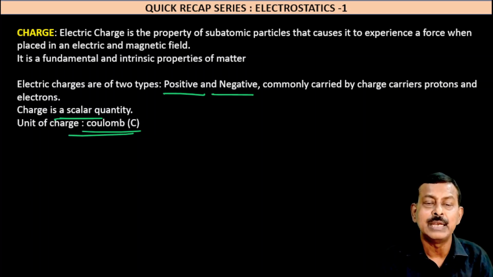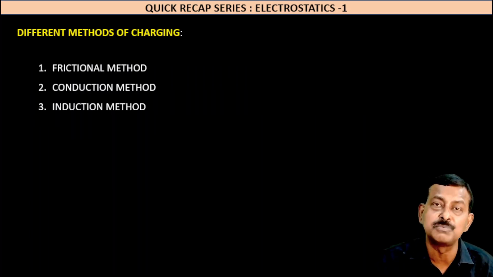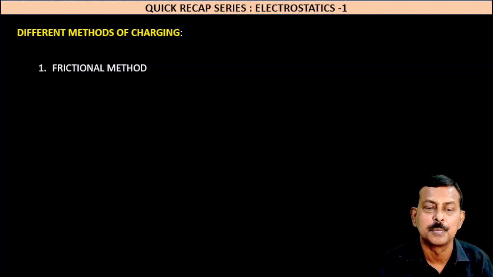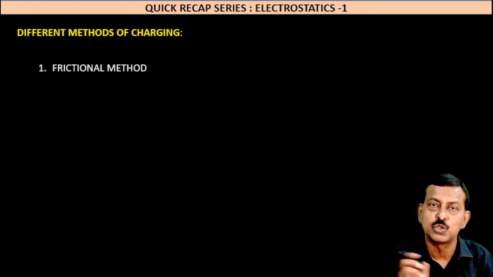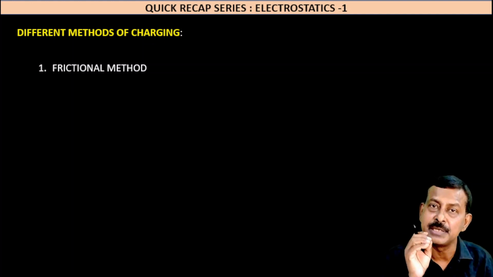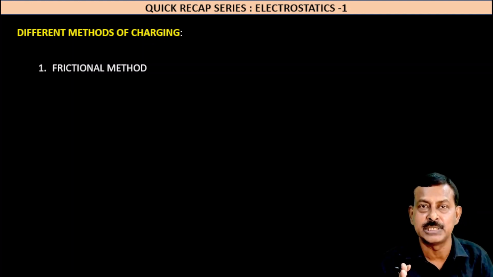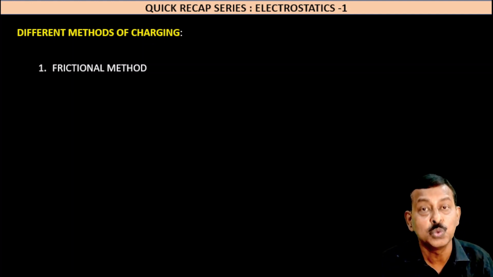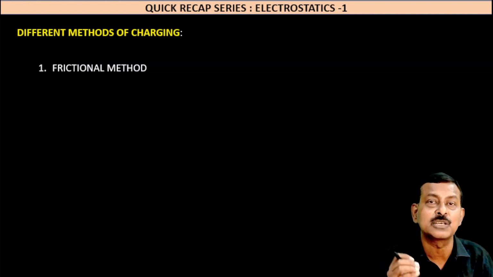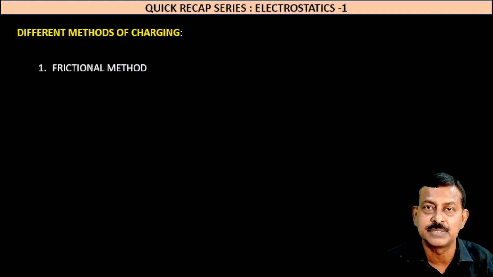Now let's see the different methods of charging a body. The different methods are the frictional method, the conduction method, and the induction method. The frictional method we have just discussed. When two bodies are rubbed together, the charges developed on the two bodies are equal in magnitude and opposite in nature. The body which loses electrons becomes positively charged and the body which gains electrons becomes negatively charged. So this is the frictional method.